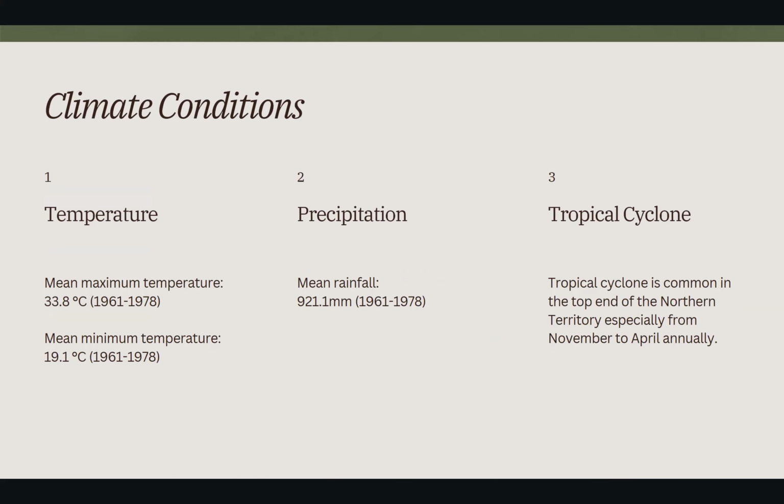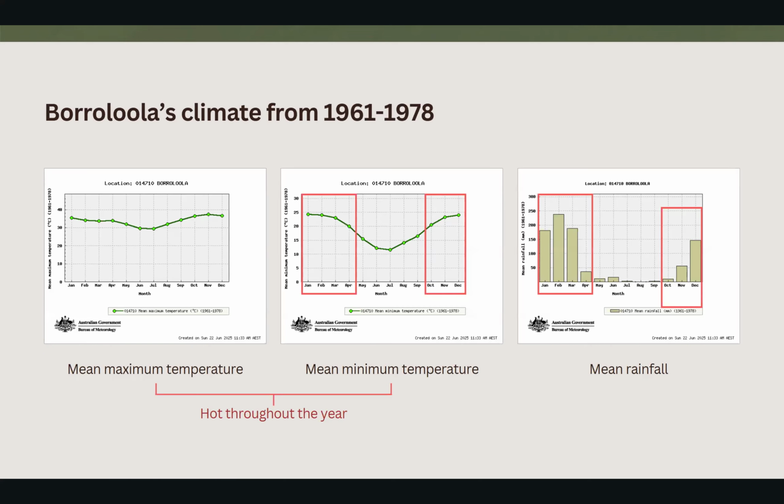So now comes to the site analysis. For the climate conditions of Barunga, it has a mean maximum temperature of 33.8 degrees Celsius from 1961 to 1978, and also a mean minimum temperature of 19.1 degrees Celsius. And it has a mean rainfall of 921.1 millimeters. And tropical cyclones are also common in the Top End of the Northern Territory, especially from November to April every year.